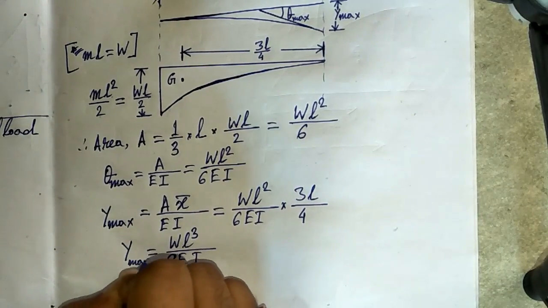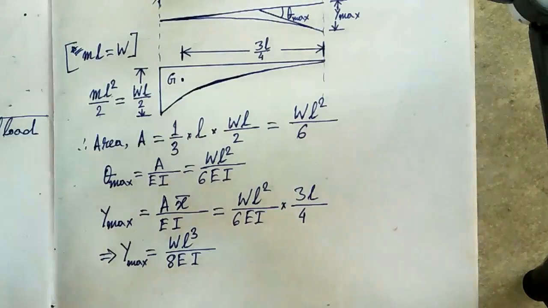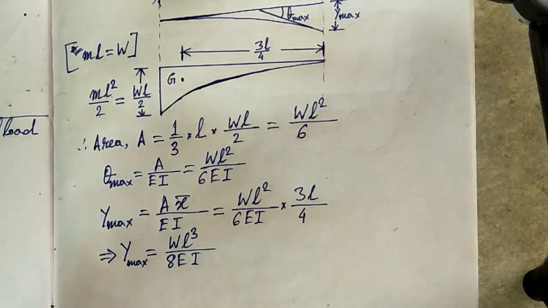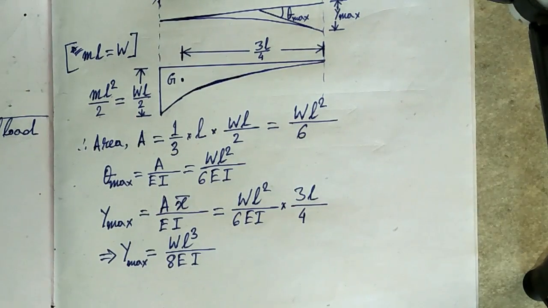This is the value of the Y max. So this one is the slope and deflection in case of the UDL over a cantilever beam, of the entire span. This is case 3.